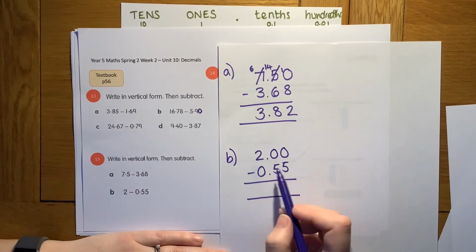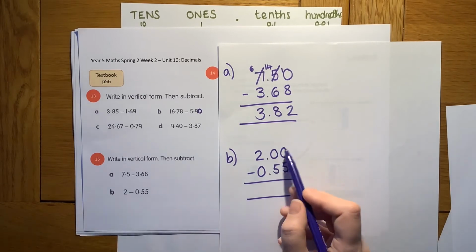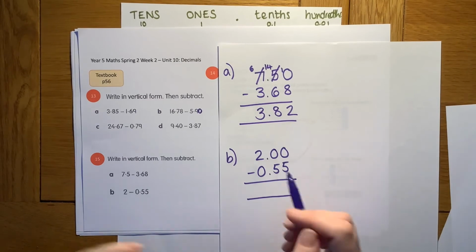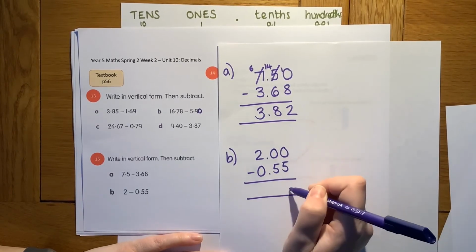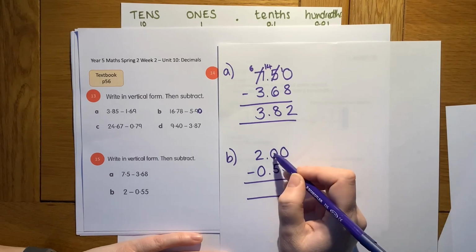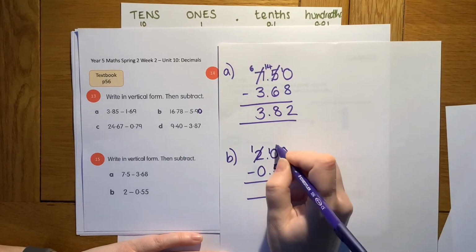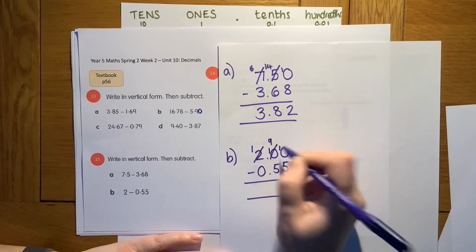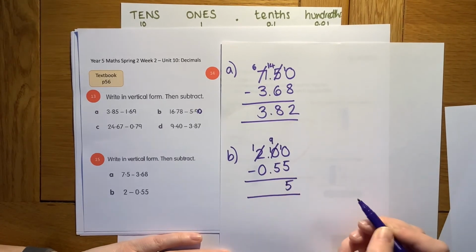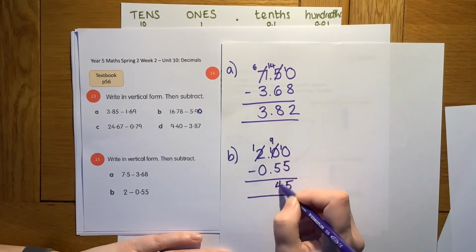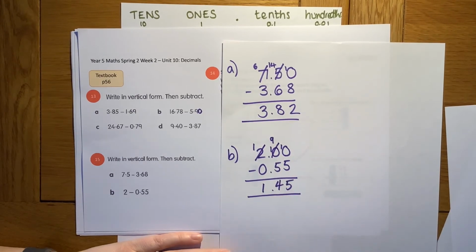And B, same thing then. This time I filled in zeros as placeholders in the tenths and the hundredths for that too, so that I could line the numbers up. 0 hundredths take away 5 hundredths I can't do. I need to regroup, but I haven't got any. So I'm going to regroup one of these whole ones into 10 tenths first. Then I'm going to take one of those tenths and regroup for 10 hundredths. 10 hundredths take away 5 hundredths is 5 hundredths. 9 tenths take away 5 tenths is 4 tenths. And 1 whole one take away 0 whole ones is 1 whole one.